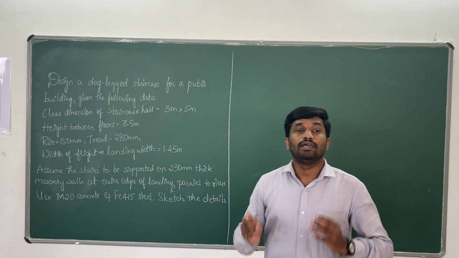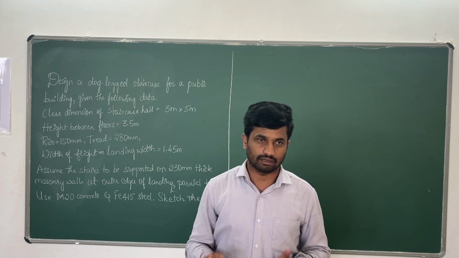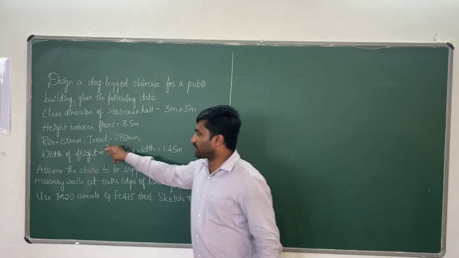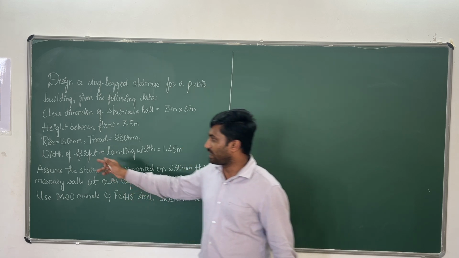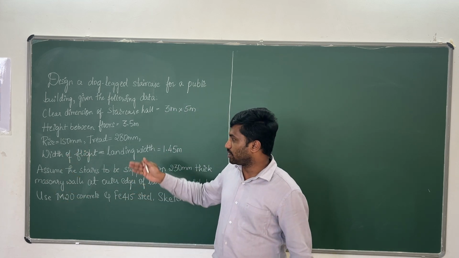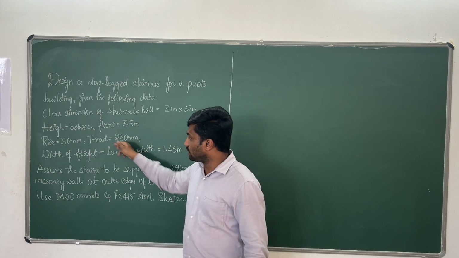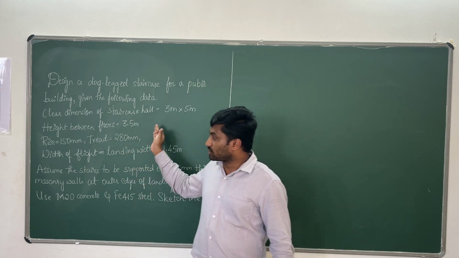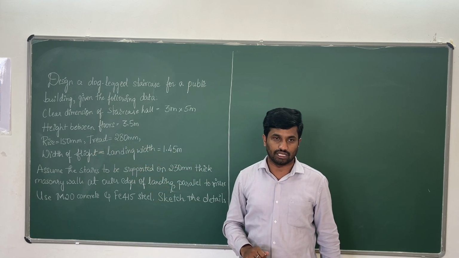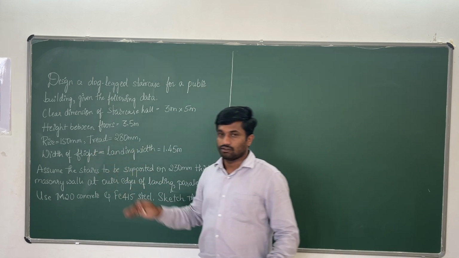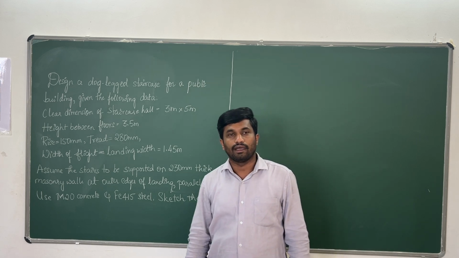Generally in a design problem, if any data are missing, then you have to assume appropriate data. In some questions, they will not give rise and tread values. In that case, you generally assume rise between 100 to 160 mm and tread between 250 to 300 mm. But in this problem, they have clearly given that rise is 150 mm and tread is 280 mm. The width of flight and the landing width are both equal to 1.45 meters.